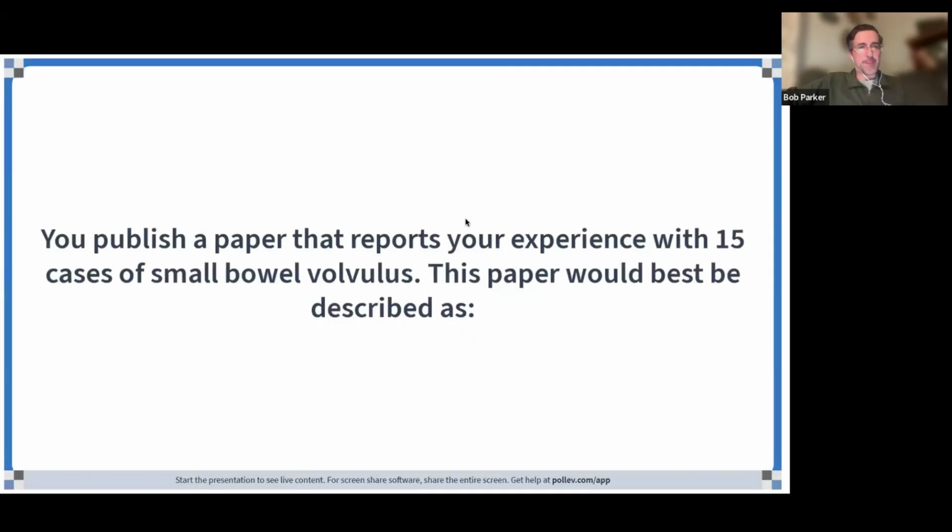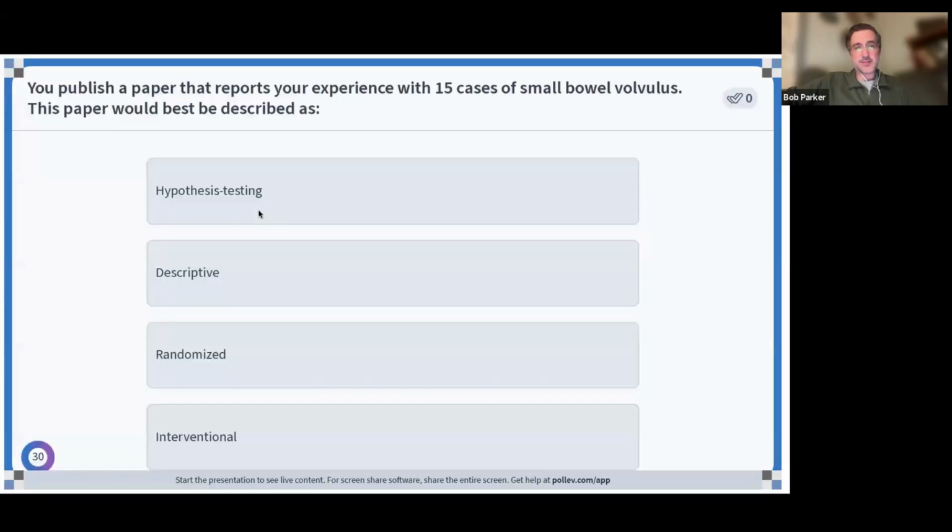So next up, question. You publish a paper that reports your experience with 15 cases of small bowel volvulus. This paper would best be described as: hypothesis testing, descriptive, randomized, or interventional.